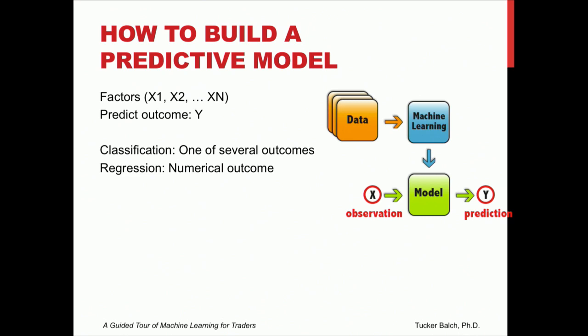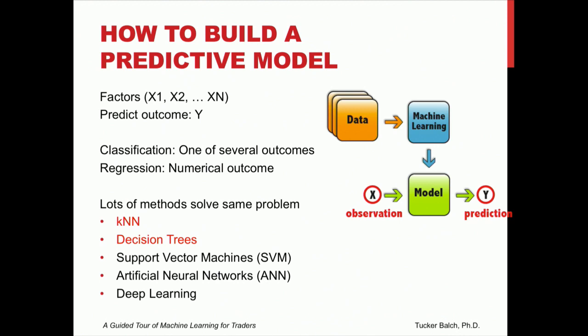So I mentioned we have classification approaches and regression. Again, classification is there's some small number of outcomes or some small number of actions we ought to take. Regression is we're predicting a number. So there are many algorithms that solve this problem. Supervised learning isn't an algorithm, it's a problem. And these here are algorithms that solve that problem.